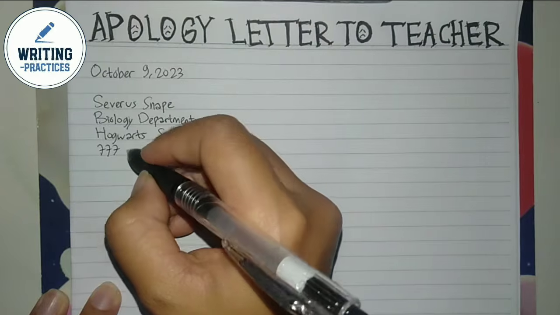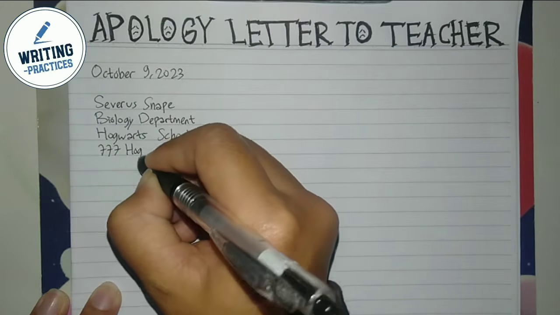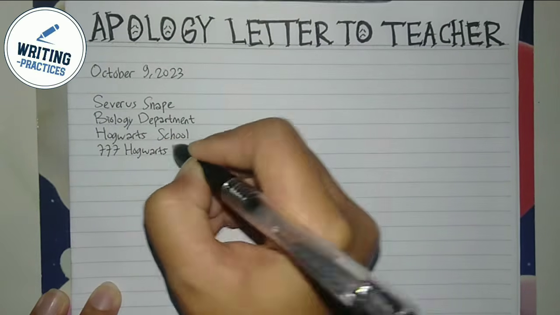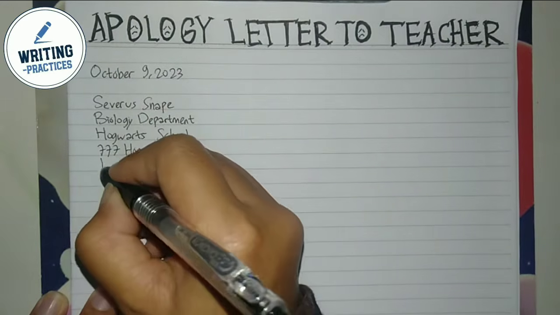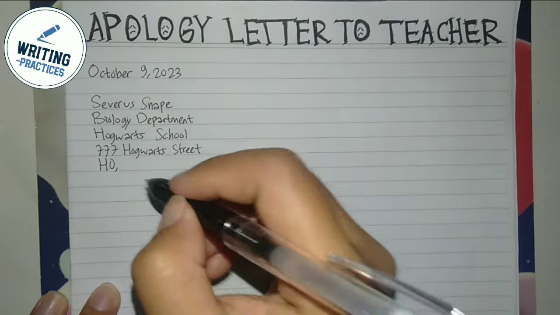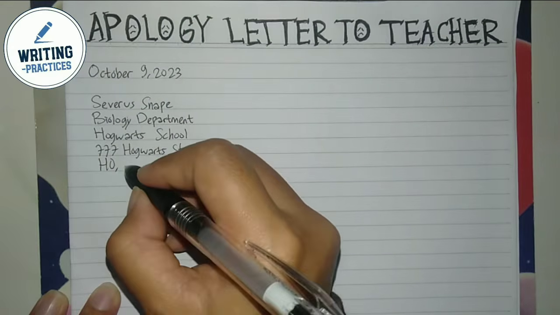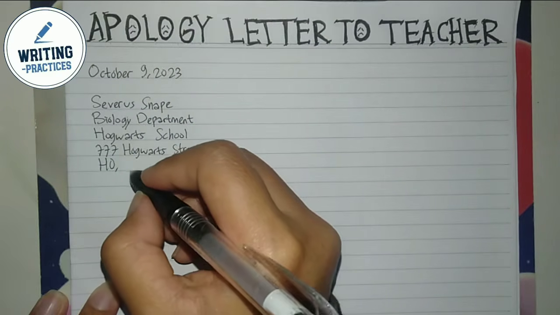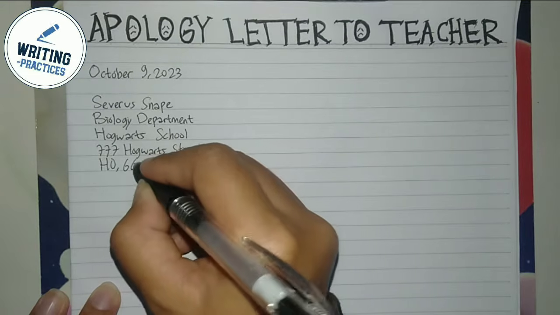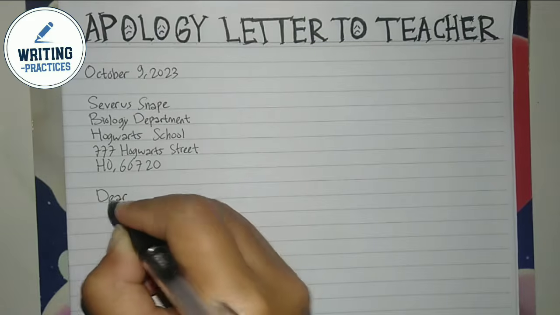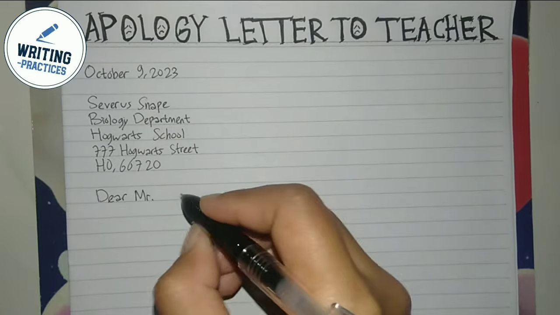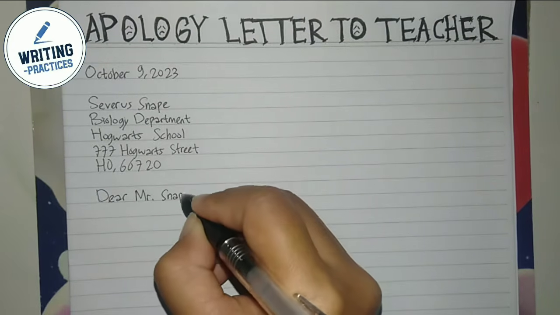After that, write the address of the school. You need to mention the city, state, and zip code. Now, you may open the apology letter with Dear Mr. or Ms. followed by the last name of your teacher.